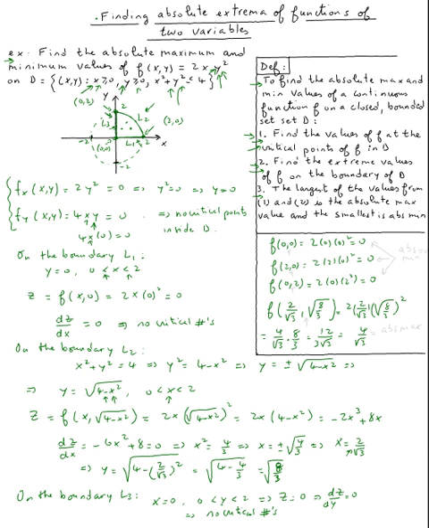So the smallest one will happen, so the absolute minimum value is equal to 0, and it happens at the points (2, 0), (0, 0), and (0, 2). And the absolute maximum will equal 4 over the square root of 3, and it happens at the point (2 over the square root of 3, the square root of 8 over 3). And that's it.